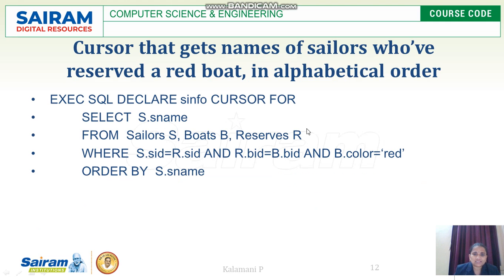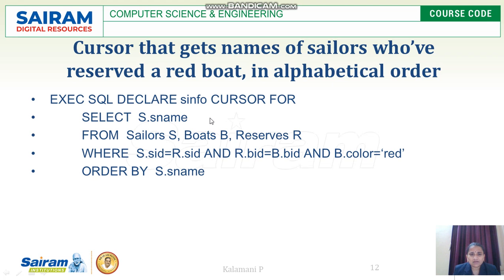So, a cursor that gets names of sailors. Here we have taken the boating database, that is a shipping database, that is given in another textbook, Raghu Ramakrishnan. Especially this third module is covered in that book. So they have taken the shipping database. In the shipping database, as you already know, we have three tables: sailors, boats and reserves.